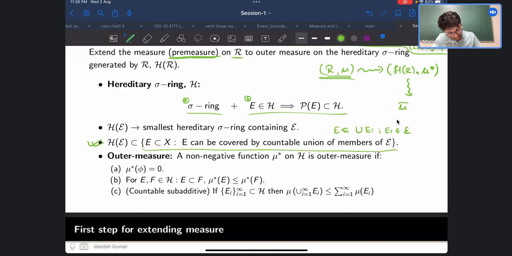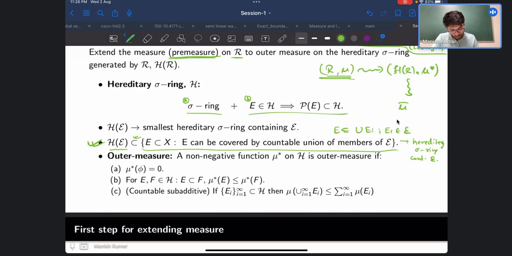Now you can clearly check that this is a sigma ring. In fact, you can show this is a hereditary sigma ring containing epsilon, and this we know is the smallest hereditary sigma ring which contains epsilon. That is why this inclusion holds. So this is one property which will be required for defining outer measure.